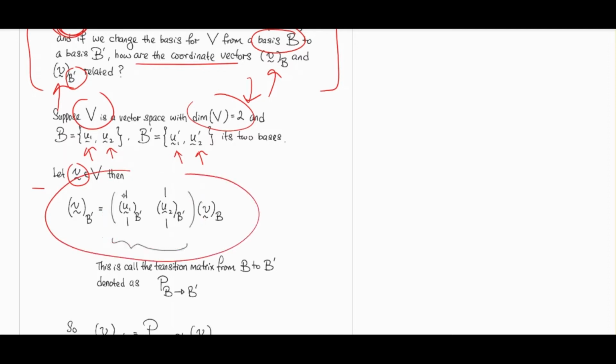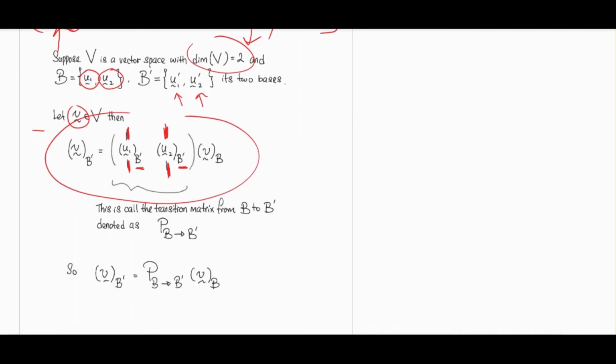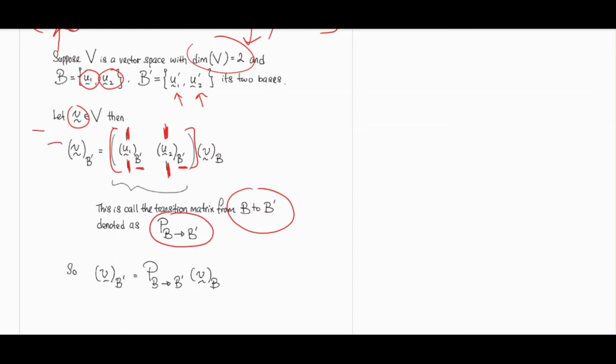This matrix consists of the first column, which is actually the coordinates of this vector u1 relative to basis B prime. The second column here is the coordinates, not the vector, but the coordinates of the vector u2 relative to basis B prime. So you write that as the second column here. We call this matrix the transition matrix from basis B to B prime, and the notation for it is this. So this equation here can also be expressed like this.